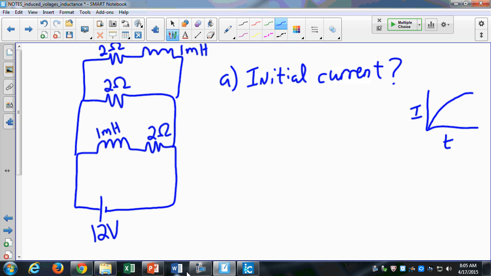It is 0, right? Because initially I have no current at all through that inductor. All right, and then likewise up here I have 0 current. So what is my initial current coming off this battery? 6, right? So I have 6 amps going just through that middle 2 ohm resistor, and that's all I have. So I have only 6 amps as my initial current.